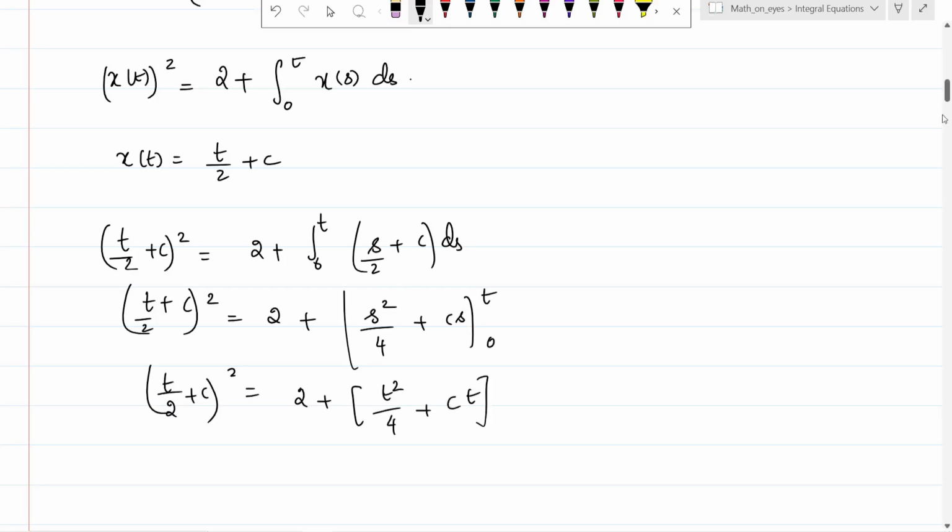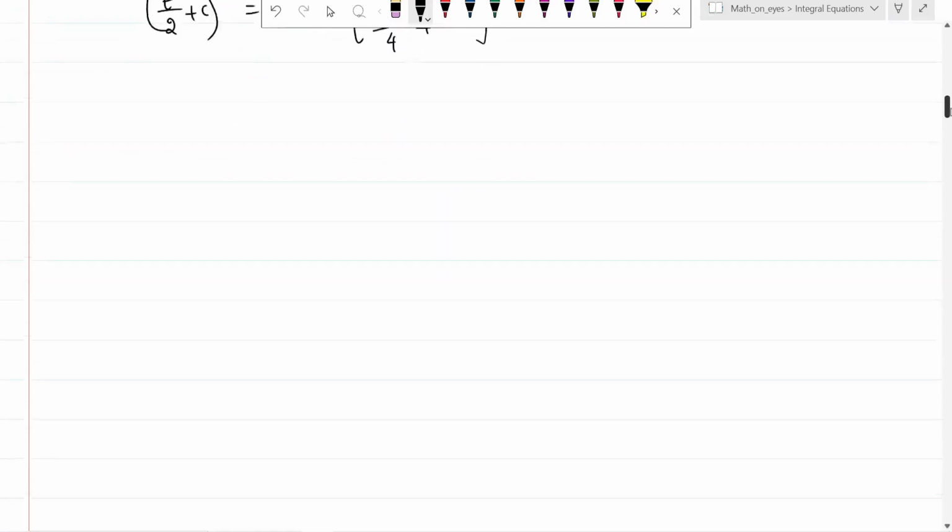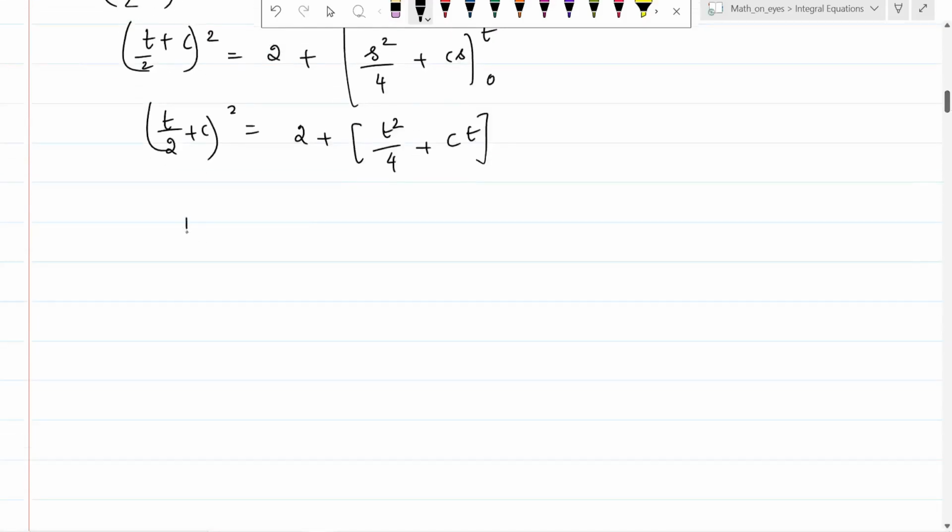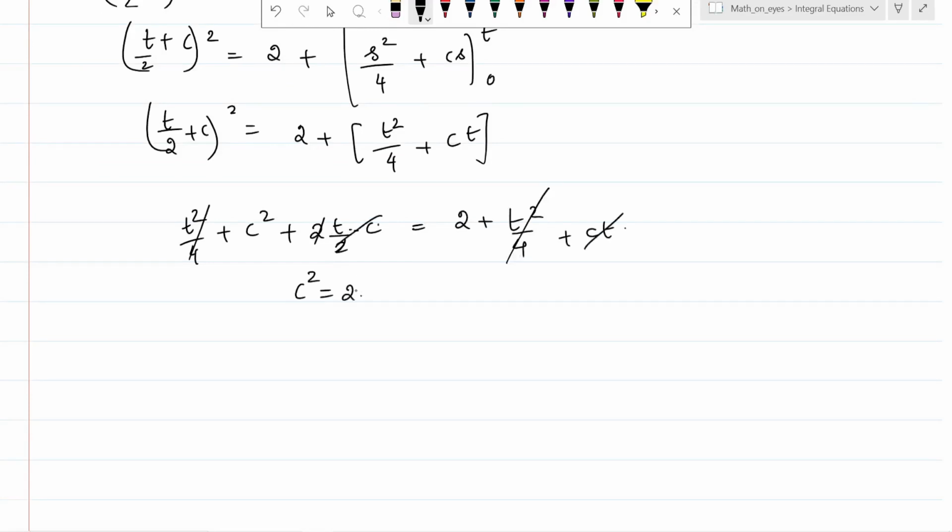Solving, t squared by 4 plus c squared plus 2 times t by 2 into c is equal to 2 plus t squared by 4 plus ct. t squared by 4 and t squared by 4 cancel each other. Here 2 and 2 cancel each other. ct and ct cancel each other. We get c squared is equal to 2. c squared is equal to 2 means c is equal to plus or minus root 2.